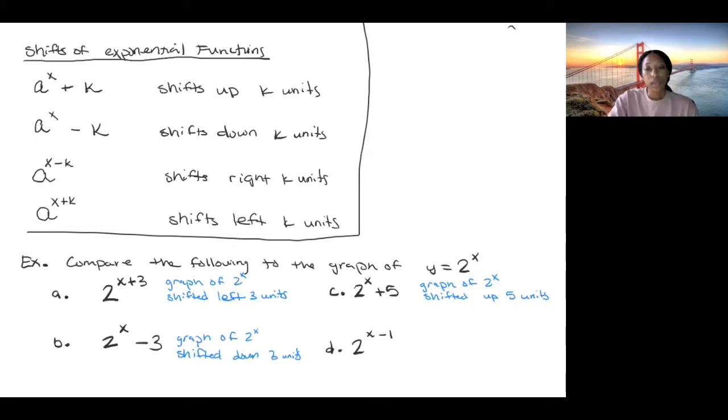And then last one, we're subtracting 1 from the exponent. So 2 to the x minus 1. If we subtract that 1 from the x, that's going to shift our graph to the right. So we start with the graph of 2 to the x and then shift right 1 unit.